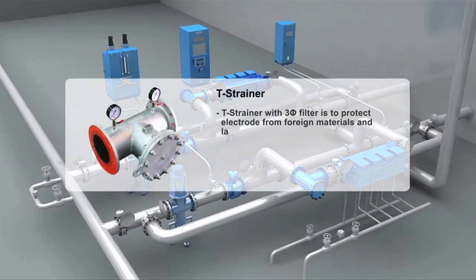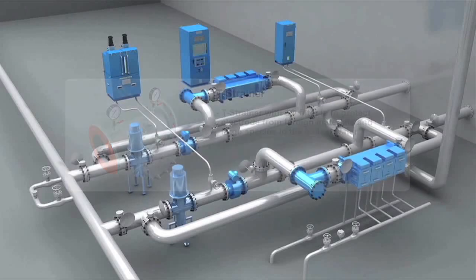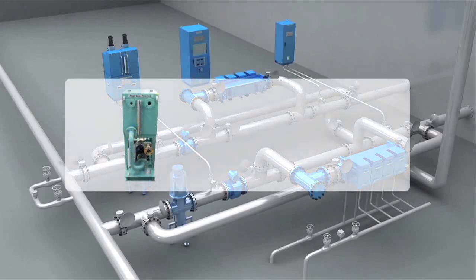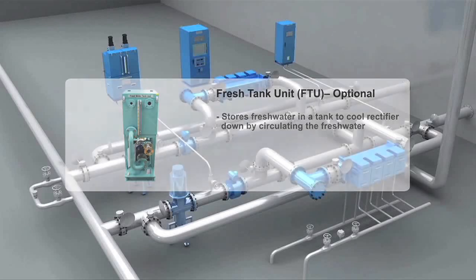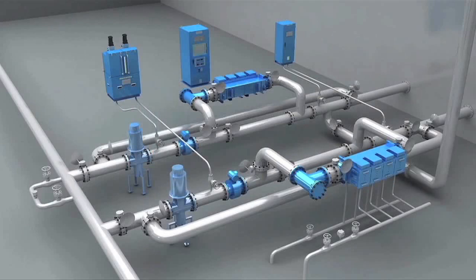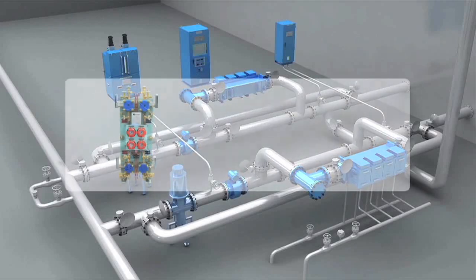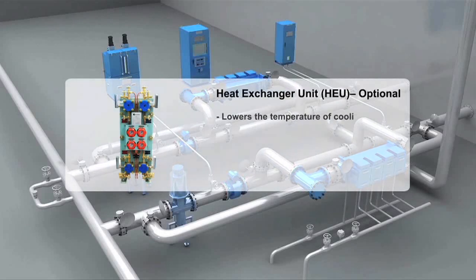A T-strainer with 3F filter is to protect the electrode from foreign materials and large species in the ballast water. The tank stores fresh water to cool the rectifier down by circulating the fresh water. Heat exchanger unit, HEU, is optional. It lowers the temperature of cooling water using seawater to ensure that cold fresh water is supplied to the rectifiers.